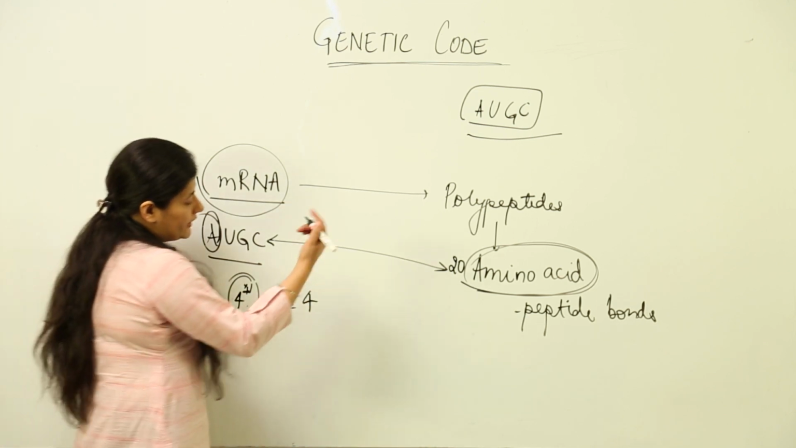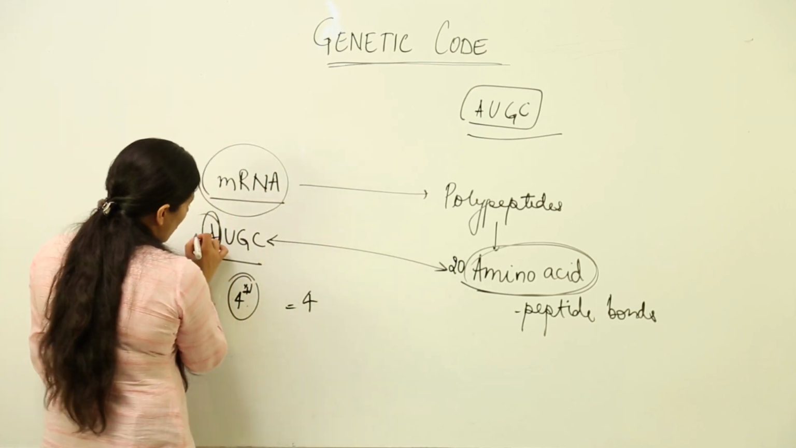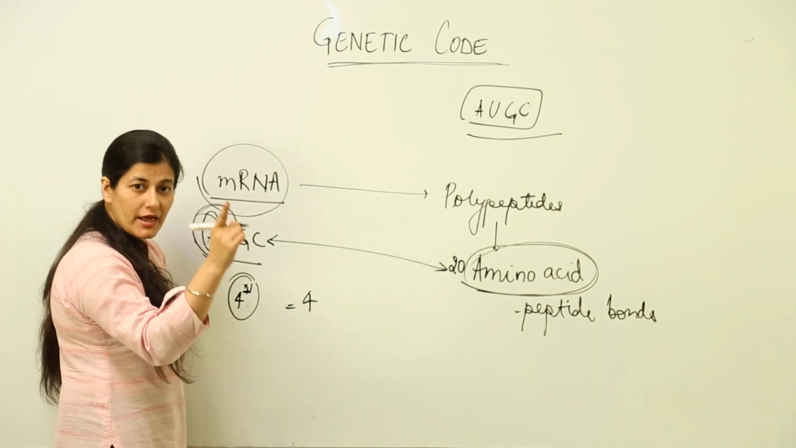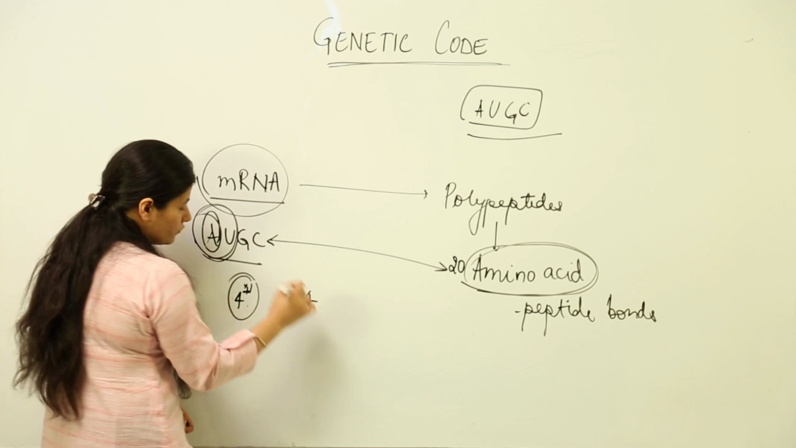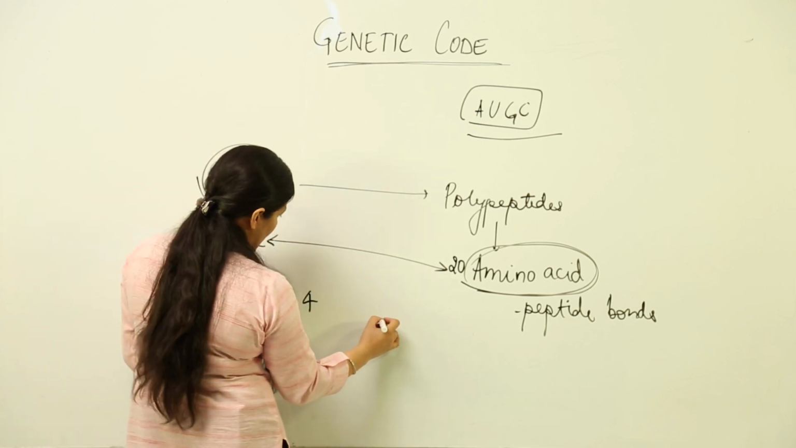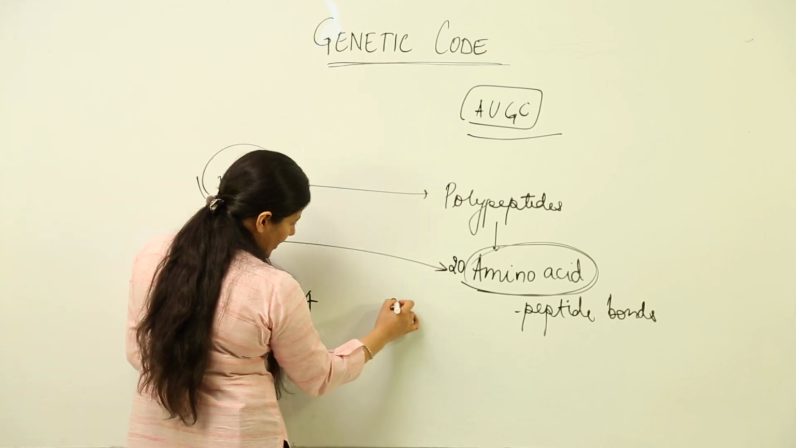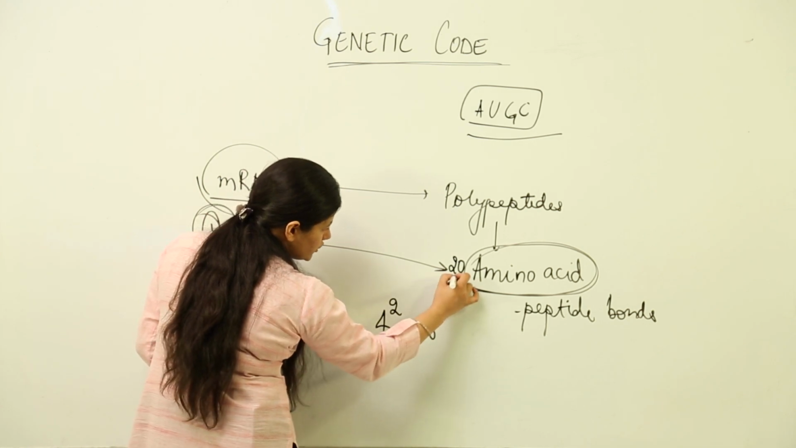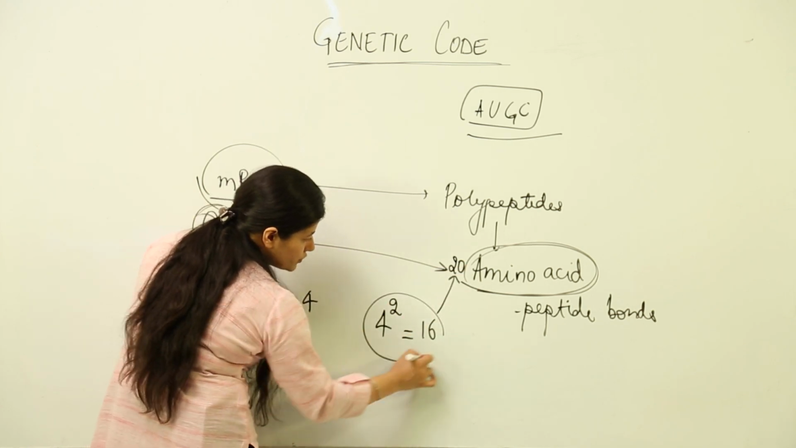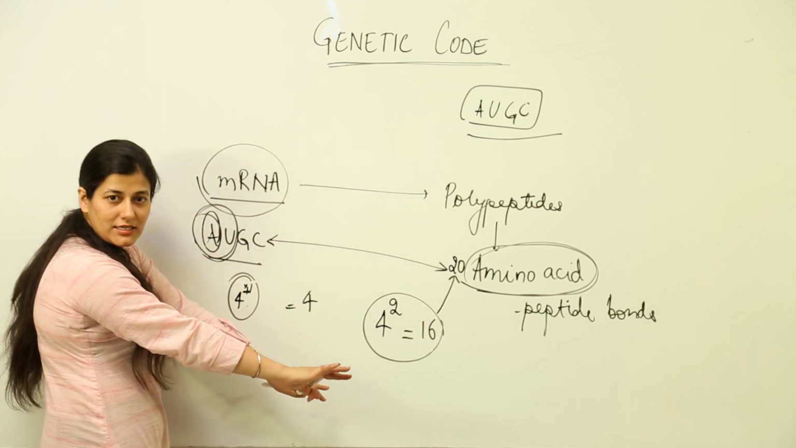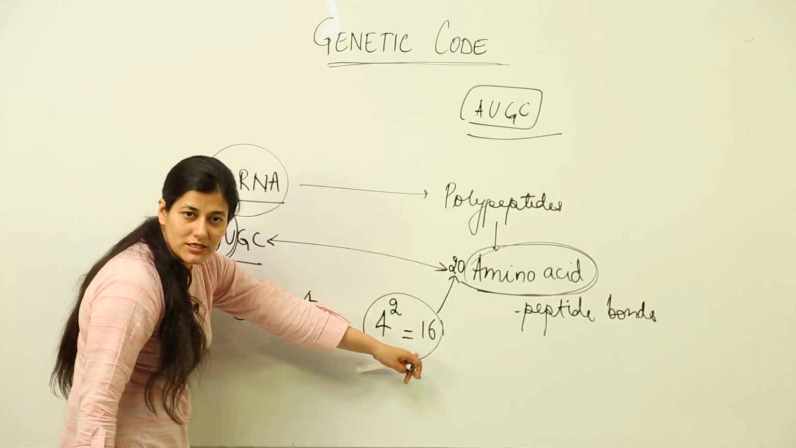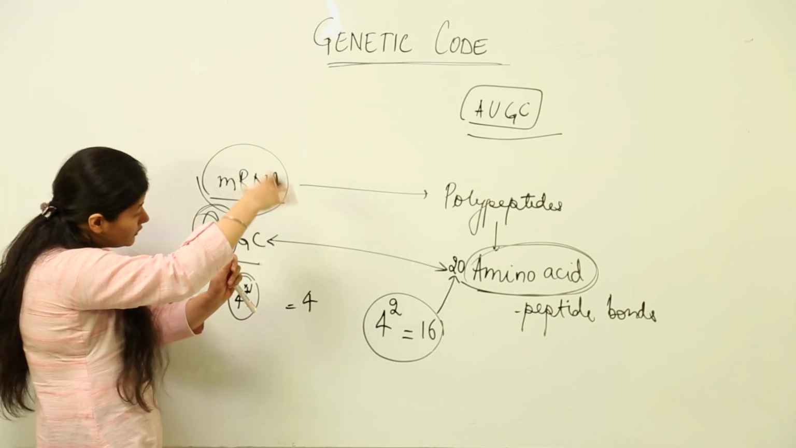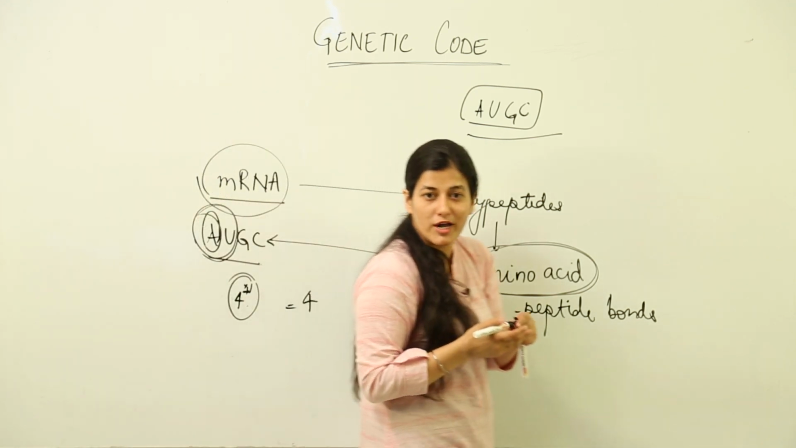Then another possibility is: what if each amino acid is coded by a pair of nucleotides? Then what probability do we have? We have 4, and the pair is coding, so we still don't reach the desired number of 20. It stops at 16. There would be 16 possibilities out of these A, U, G, C, and we still don't have 20 amino acids which would be responsible for the formation of polypeptides.